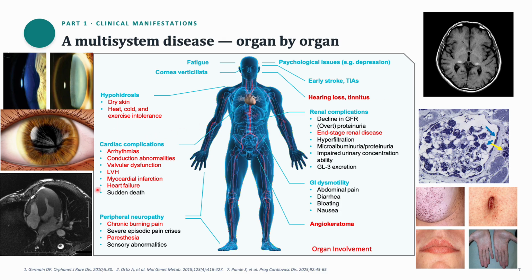Skin, eyes, and sweating are early clues to think about Fabry disease. Hypohidrosis, cardiovascular involvement, polyneuropathy, renal involvement, and GI symptoms: think about Fabry disease.